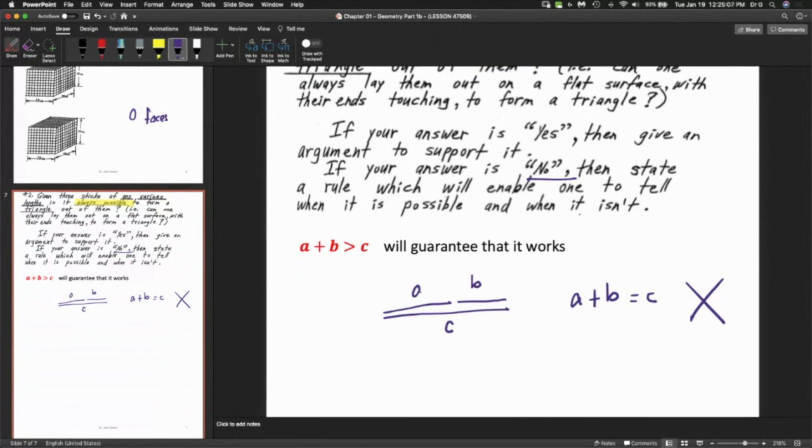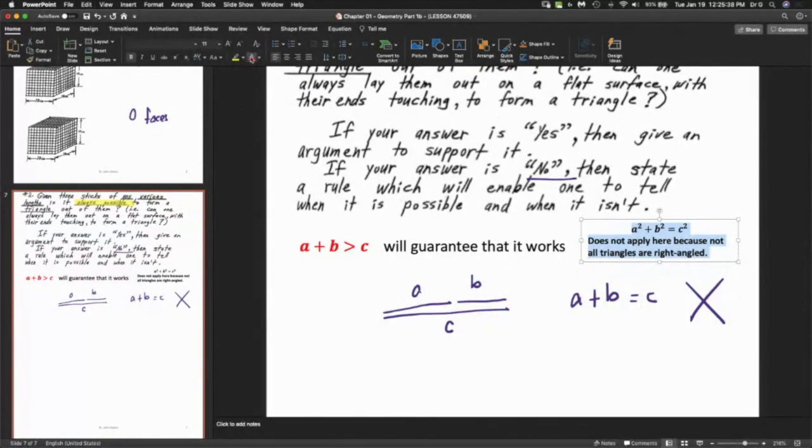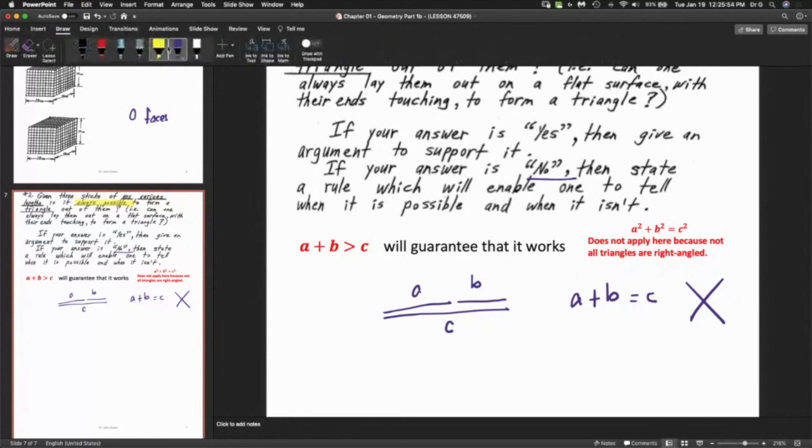Okay, so what some people might be thinking about, just a comment to that: A squared plus B squared equals C squared, or the Pythagorean theorem, does not apply here, because it's not a right angle triangle. And this one is no good either. So we're brainstorming very well here. So this one's no good.